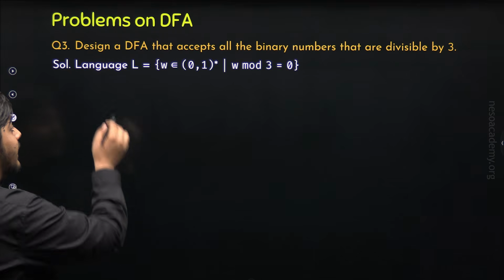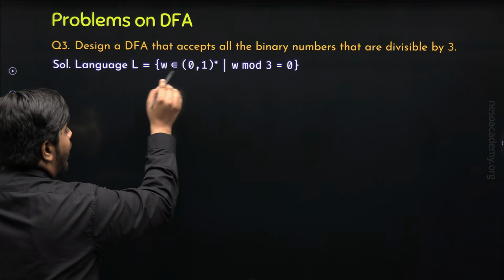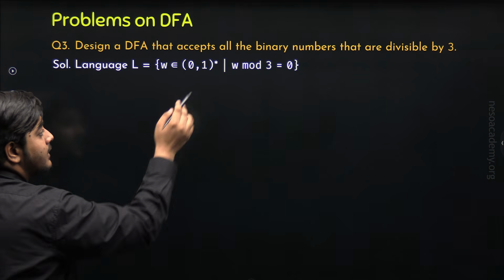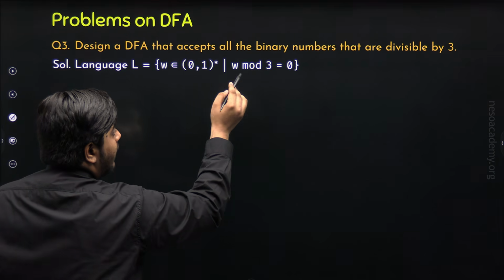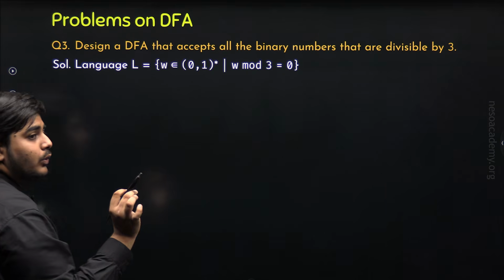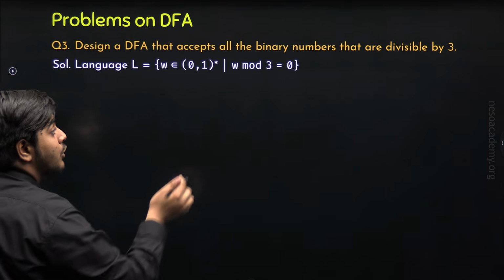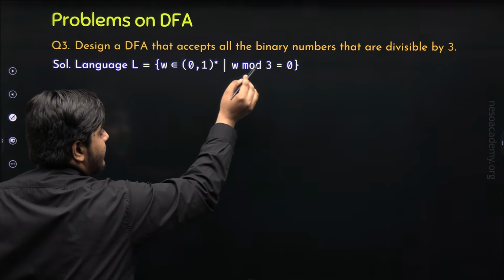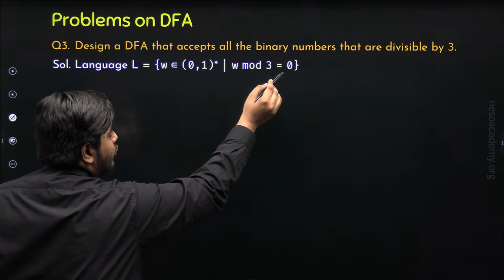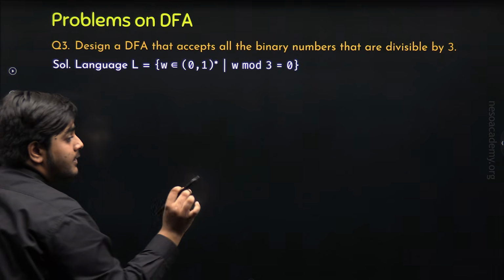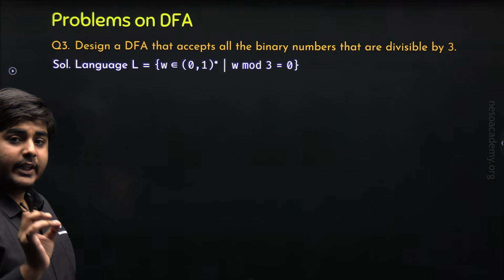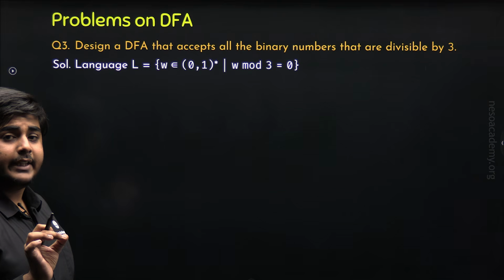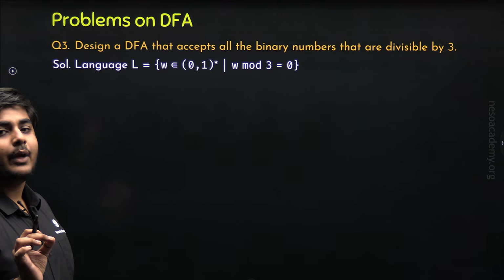We can say that language L will contain all the binary numbers such that W mod 3 is equal to 0. Now the mod operator is used to calculate the remainder. So when the binary number W is divided by 3, the remainder should be 0. That means the number should be completely divisible by 3. Only the numbers which are divisible by 3 will be part of the given language.